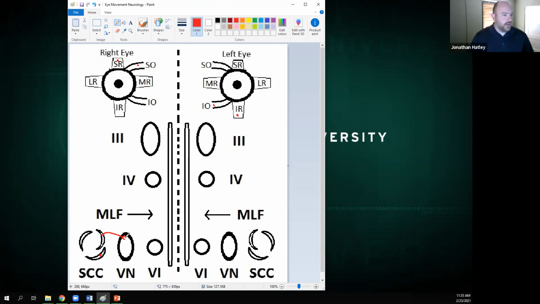The next neuron is going to cross over via the brachium conjunctivum and then ascend until it gets to the midbrain, and then it's going to synapse onto the cranial nerve 3 nuclei, specifically the nuclei for the inferior oblique and the superior rectus. Now, this is exactly the same thus far as what we learned for downward chin acceleration.